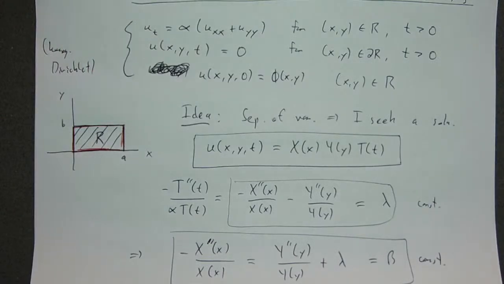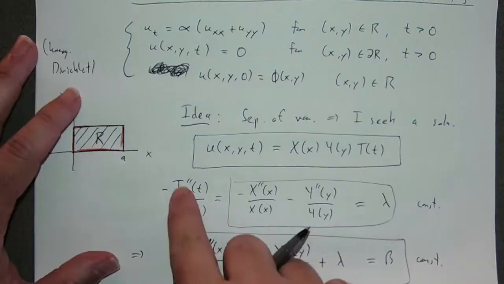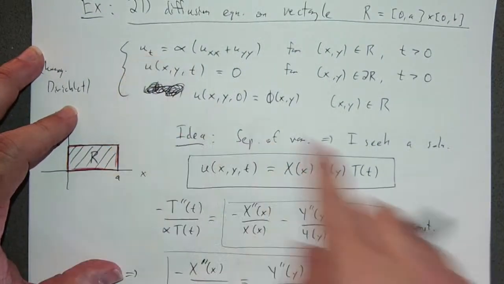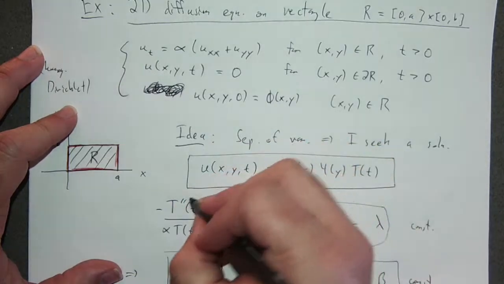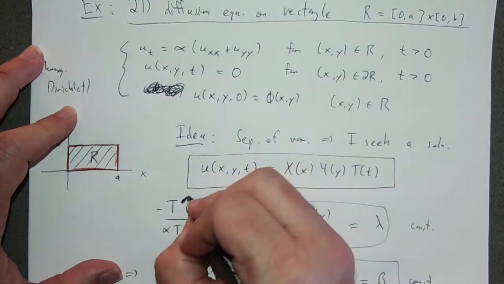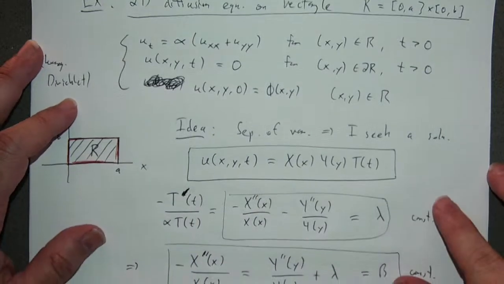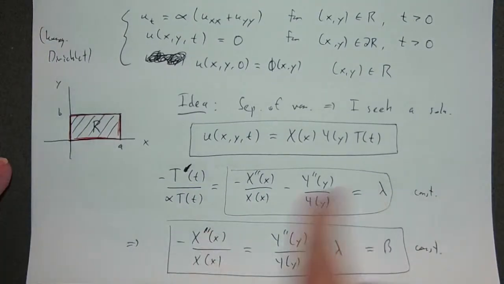And so I get 3 eigenvalue problems. Sorry, this shouldn't be T double prime. This is the heat equation, right? So there should be a T prime here, not T double prime, just T prime. Okay, so this is going to lead to 3 eigenvalue problems now instead of 2.